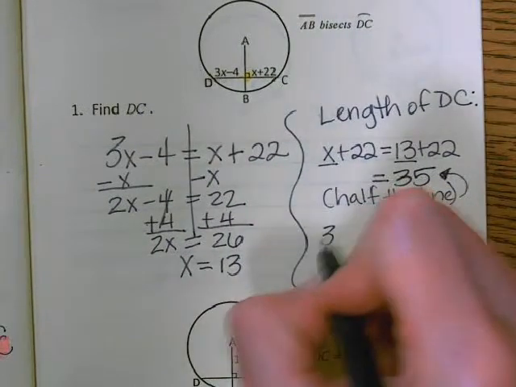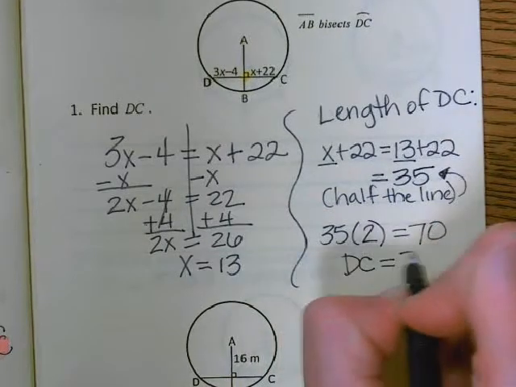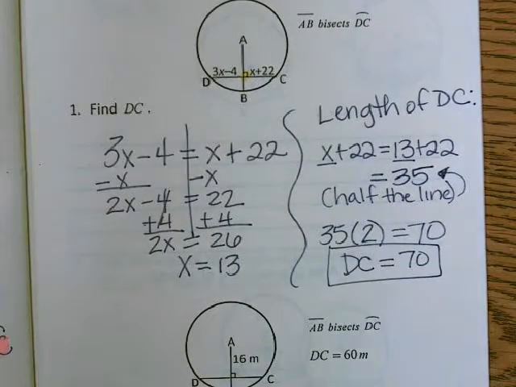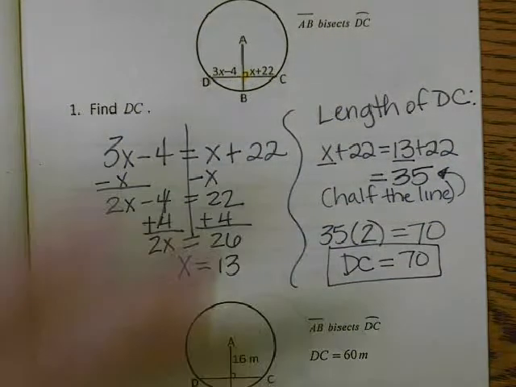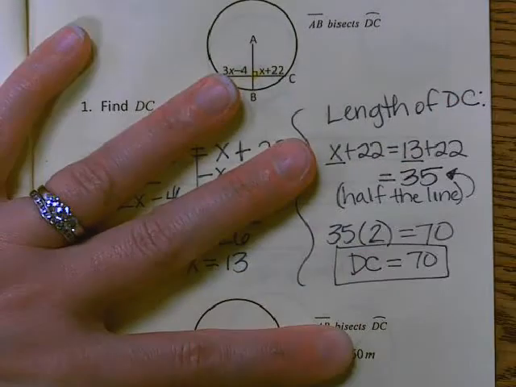So 35 times 2 equals 70. So DC is equal to 70. Okay? This looks like a C. It's really just a parentheses. Okay?